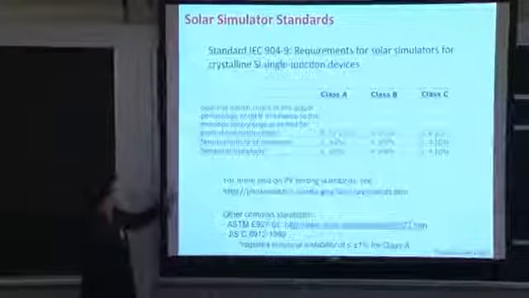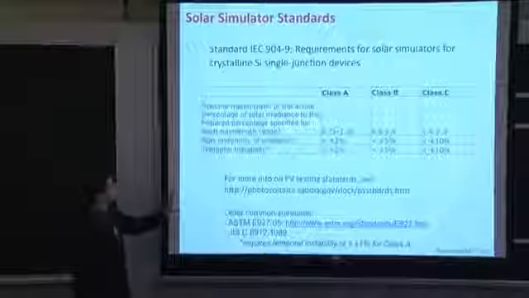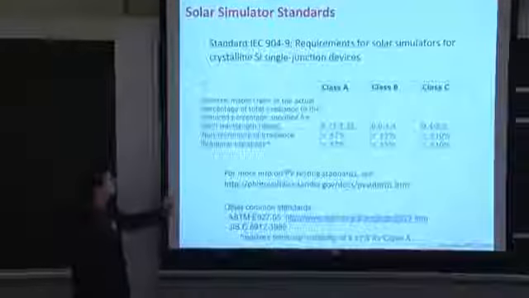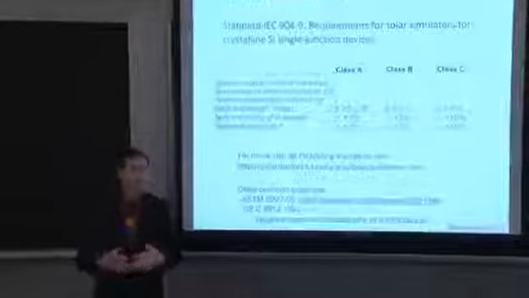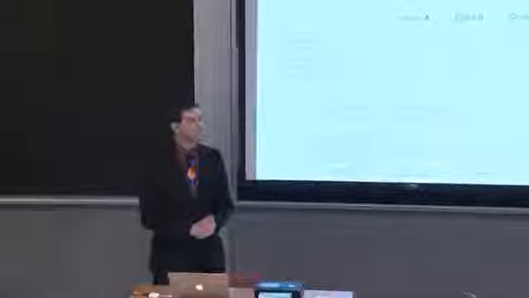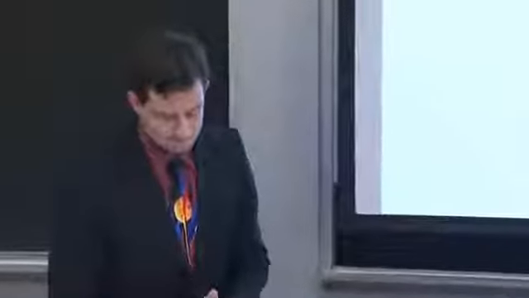So that would be spectral match, non-uniformity, and then temporal stability. So you'll typically see solar simulators rated in this way, AAA, or Class B solar simulator, or AAB, and so forth. So again, note the significant figures. That's where that comes from. It's pretty straightforward.